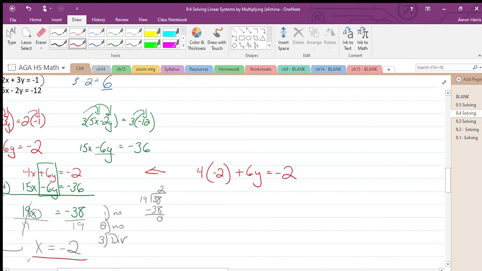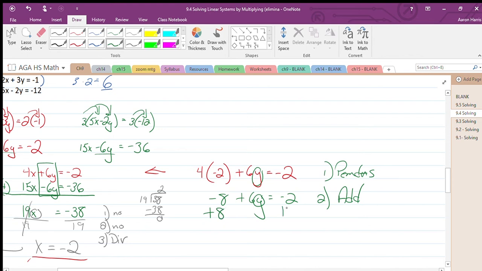Now, we're solving for what? Y. Simplify, combine like terms. Anything to do? Yes. PEMDAS. We're just going to multiply this. 4 times negative 2 is what? Negative 8 plus 6y equals negative 2. Step 2. Remove what? Addition, subtraction. I'm going to add, because this is a negative 8. So I add positive 8.